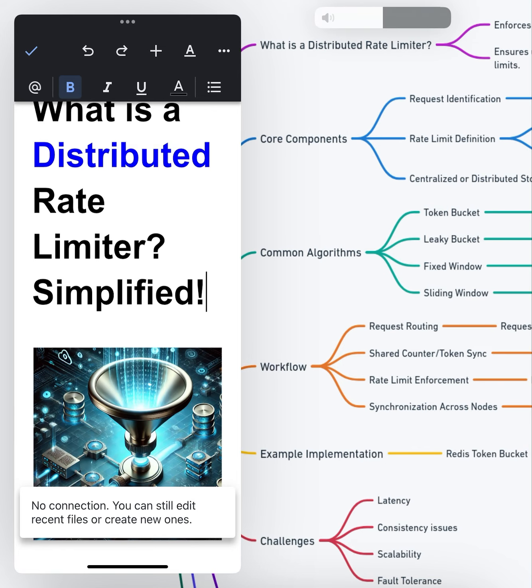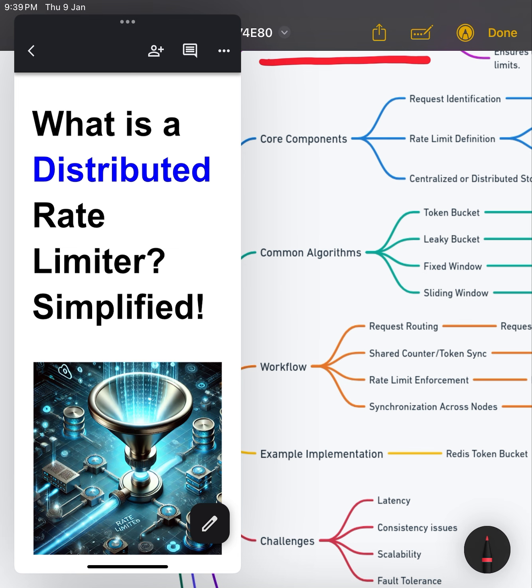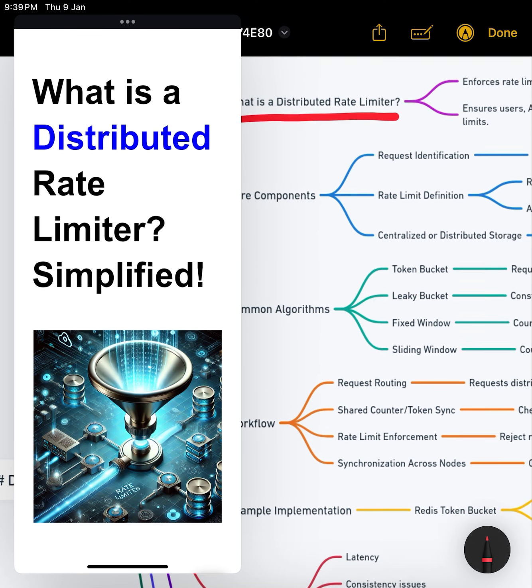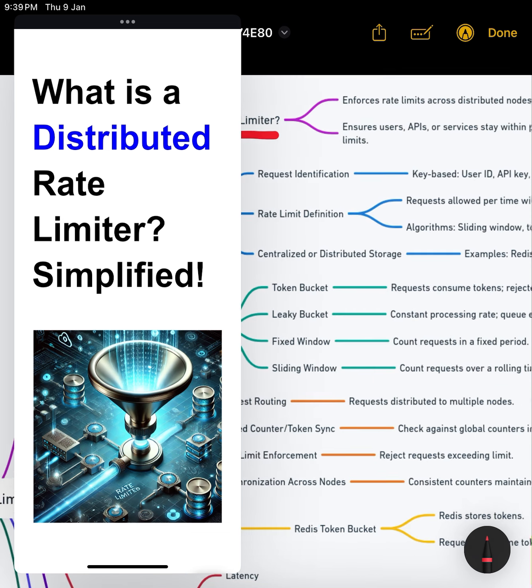What is a distributed rate limiter? A distributed rate limiter is a system that enforces rate limits across multiple distributed nodes or servers in a system. It ensures that the rate of requests from users, APIs, or services does not exceed predefined limits, even when the system is running on multiple servers or in a distributed architecture.